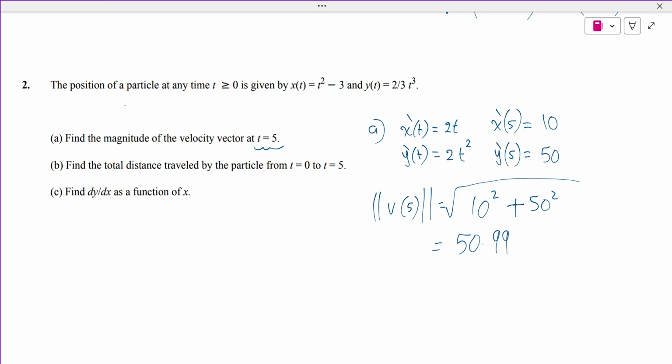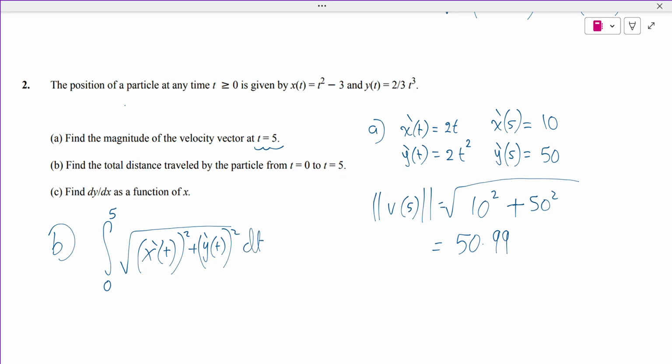Looking at part B, in this part we need to find the total distance traveled by the particle from t equals 0 to t equals 5. So the total distance is given by the definite integral from 0 to 5 of the square root of x prime of t squared plus y prime of t squared dt.